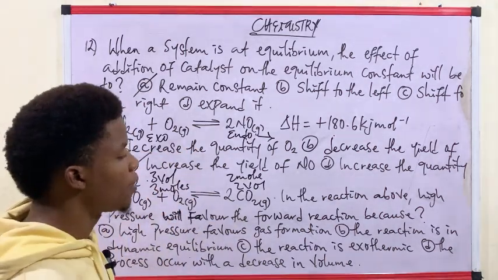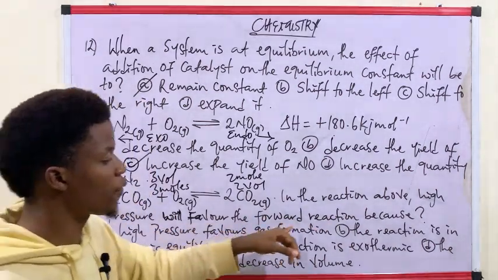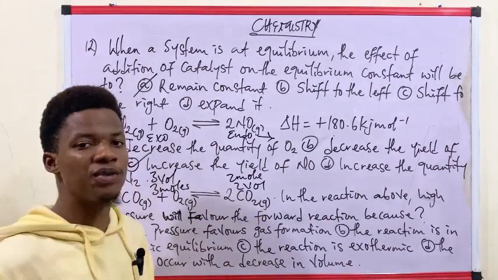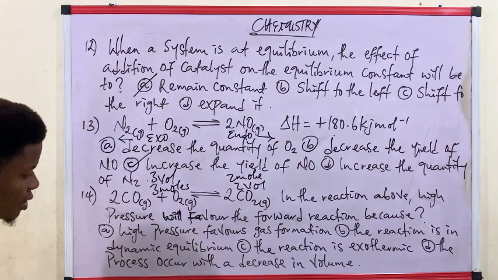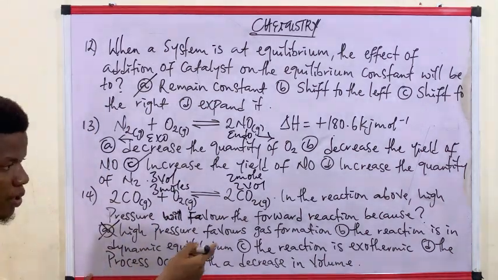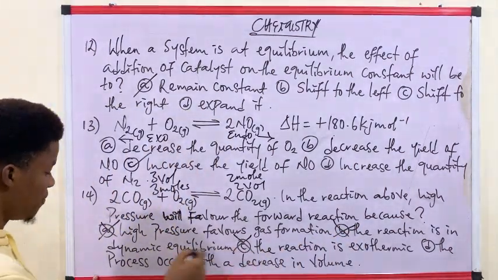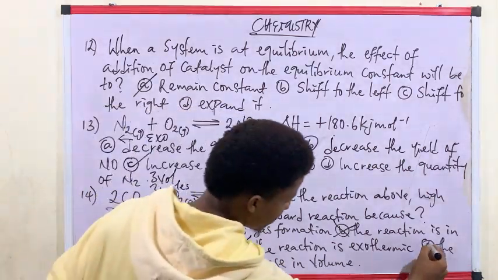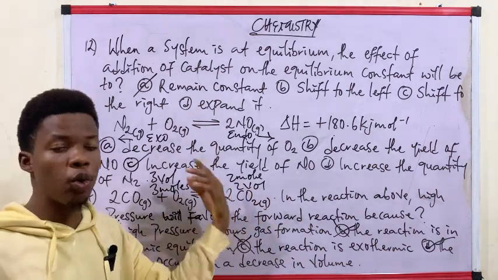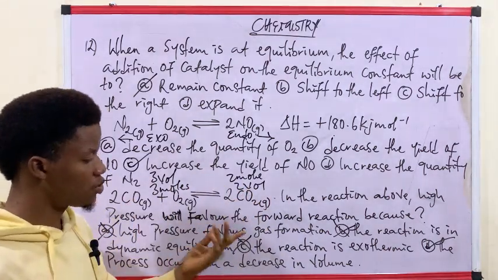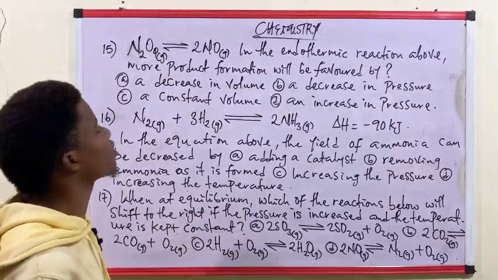So the correct answer to this question will be, in the reaction above, high pressure will favor the forward reaction because the forward reaction is the side with a lower number of moles, or a lower volume. So which option matches what I just said? A, not gas formation. B, the reaction is in a dynamic, no, wrong. C, the reaction is exothermic, wrong. D, the process occurs with a decrease in volume, correct. So the forward reaction, these two react and it results in a lower volume. So 2 volume here, 3 volume here. That is the reason why an increase in pressure is going to favor the forward reaction. Alright class, now let's look at question 15.